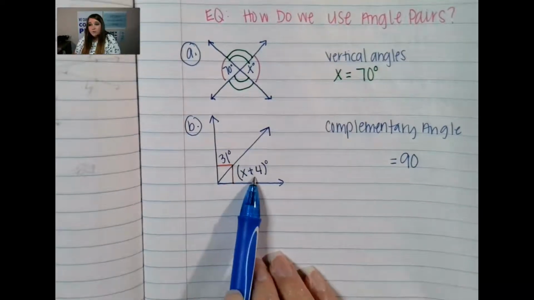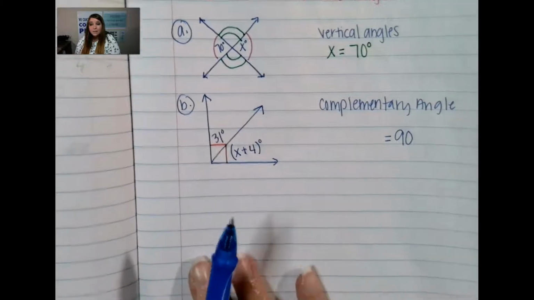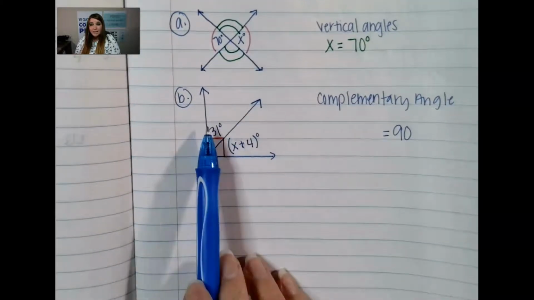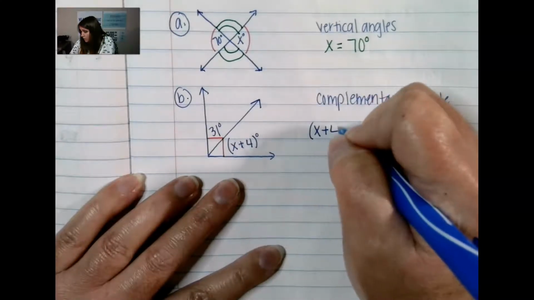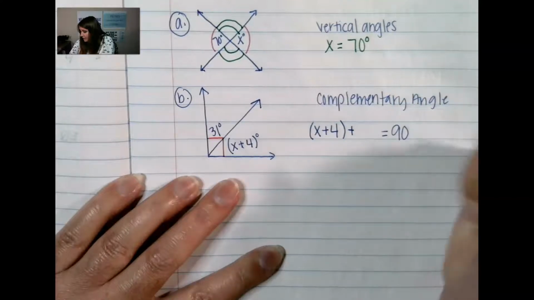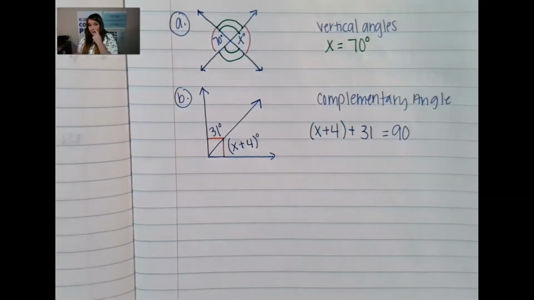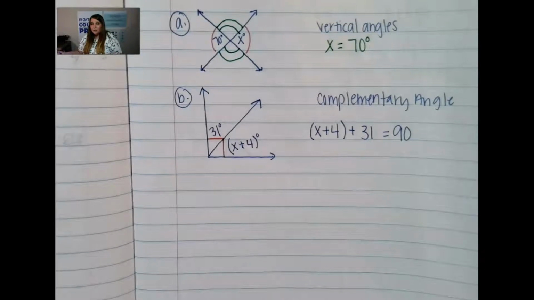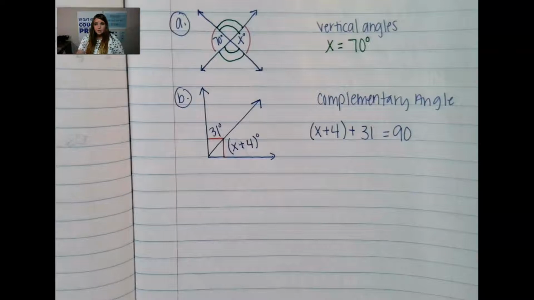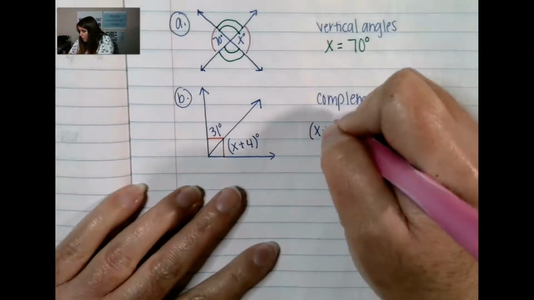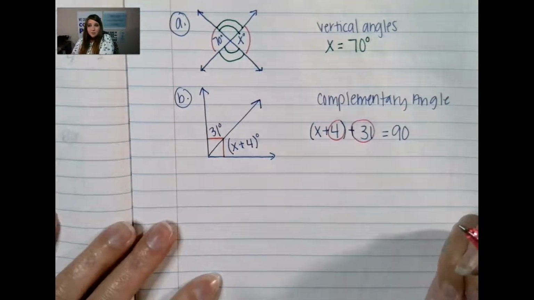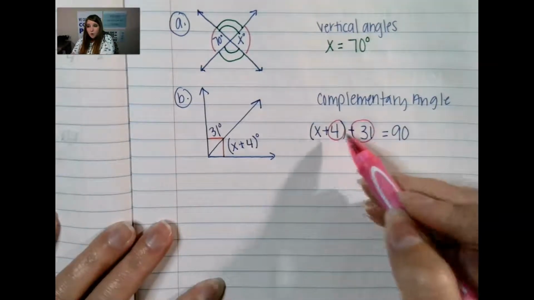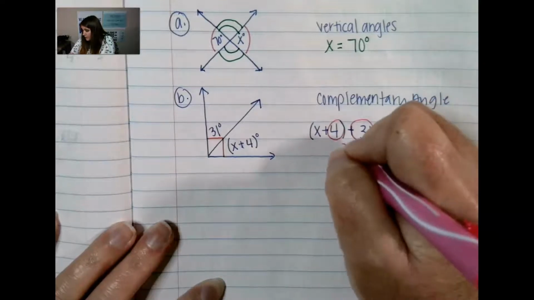So what we're going to do to solve for X is take this side and add it to this side. So we're going to take X plus 4 and we're going to add it to 31. And we're just going to solve. So we're going to combine the things that can go together. So we're going to combine like terms. We know that this 4 and this 31 can go together. They're the same thing. They're both numbers. So 4 and 31, that gives us 35.